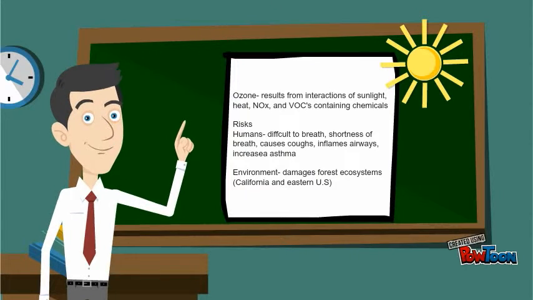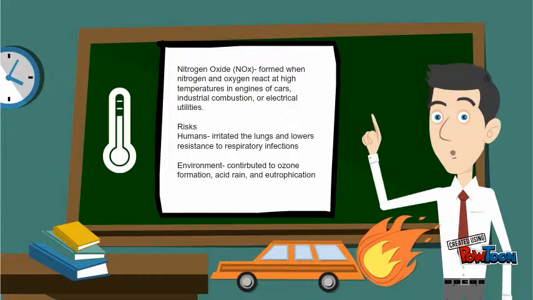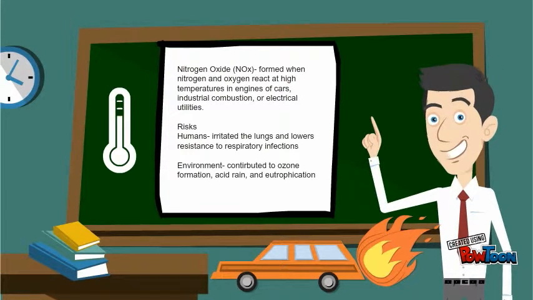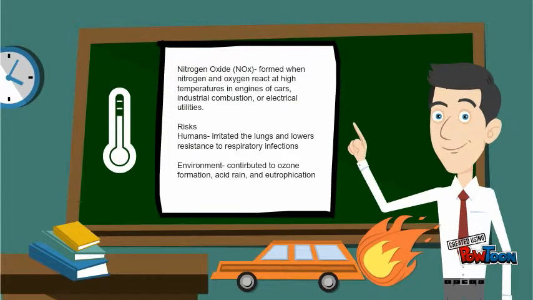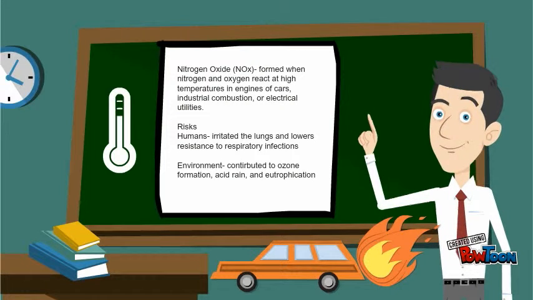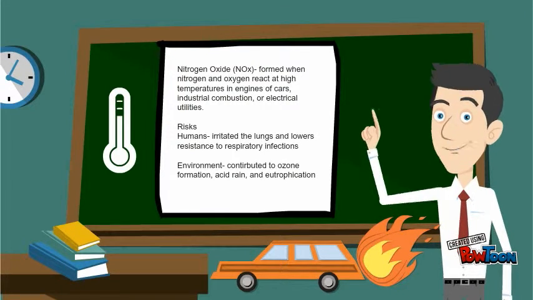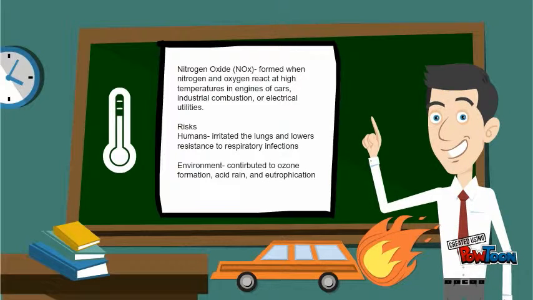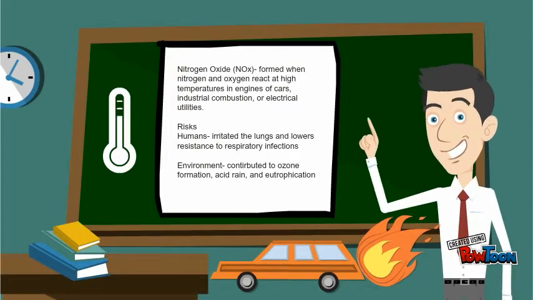Environmental impact is that it damages the forest ecosystem, such as in California and the eastern U.S. Nitrogen oxide, also known as NOx, forms when nitrogen and oxygen react at high temperatures in engines of cars, industrial combustion, or electrical utilities. Risks to humans are that it irritates the lungs and lowers resistance to respiratory infections. Environmental impact is that it contributes to ozone formation, acid rain, and eutrophication.